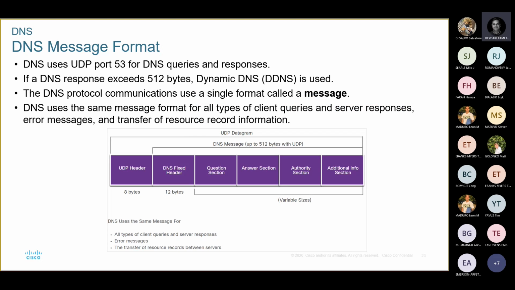DNS uses UDP port 53. No surprise, because we want DNS to be very fast, don't we? We don't want it to operate like with emails, etc. So this is the typical implementation. Some implementations for other protocols, for instance, use TCP as well. But the typical implementation for DNS here uses UDP port 53.